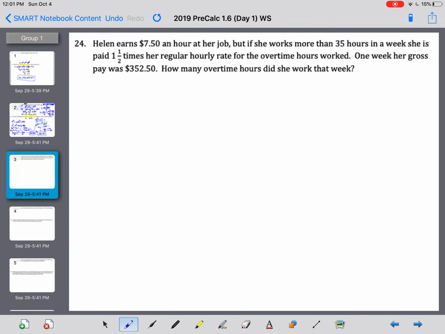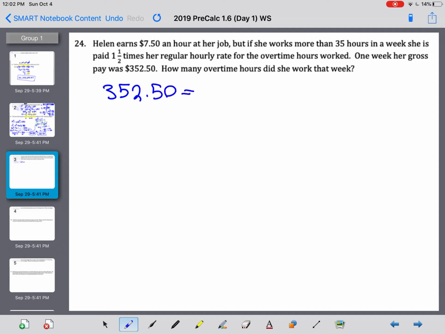Okay. Continuing on here with number 24. Helen earns $7.50 an hour at her job, but if she works more than 35 hours a week, she is paid 1.5 times her regular hourly rate for overtime hours worked. One week, her gross pay, that's before taxes or any deductions, was $352.50. So again, I have my amount of money, gross pay.